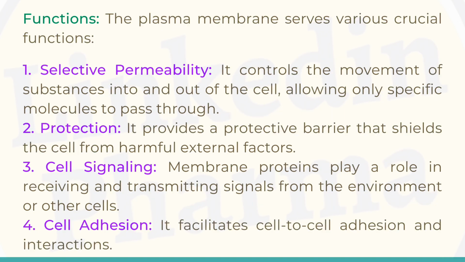Functions. The plasma membrane serves various crucial functions. 1. Selective permeability. It controls the movement of substances into and out of the cell, allowing only specific molecules to pass through. 2. Protection. It provides a protective barrier that shields the cell from harmful external factors.